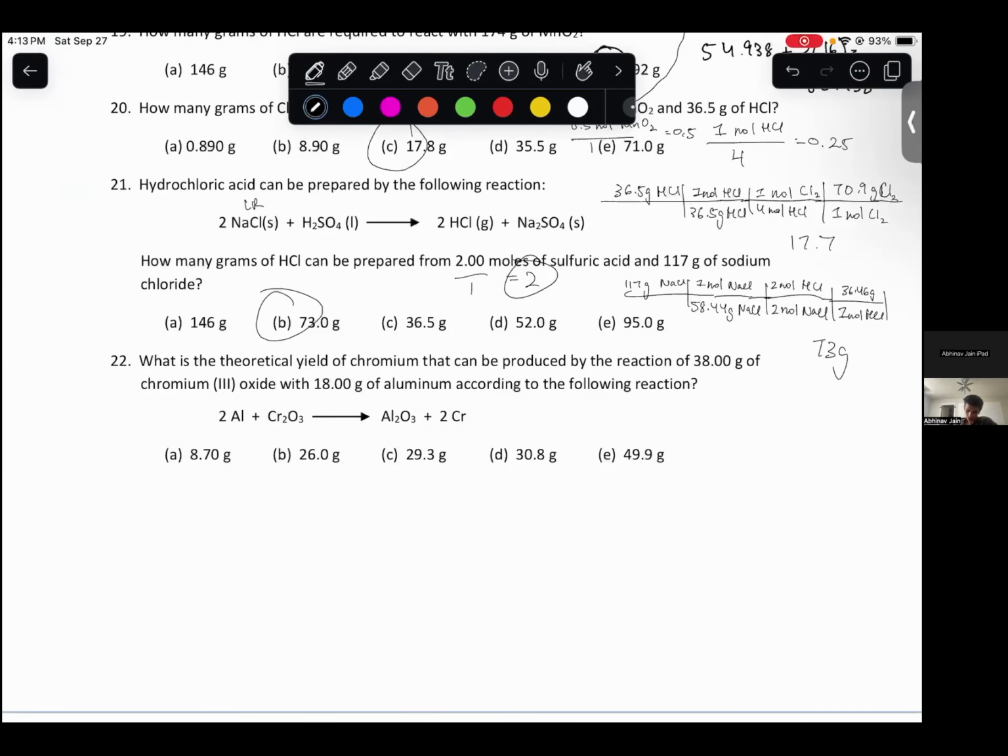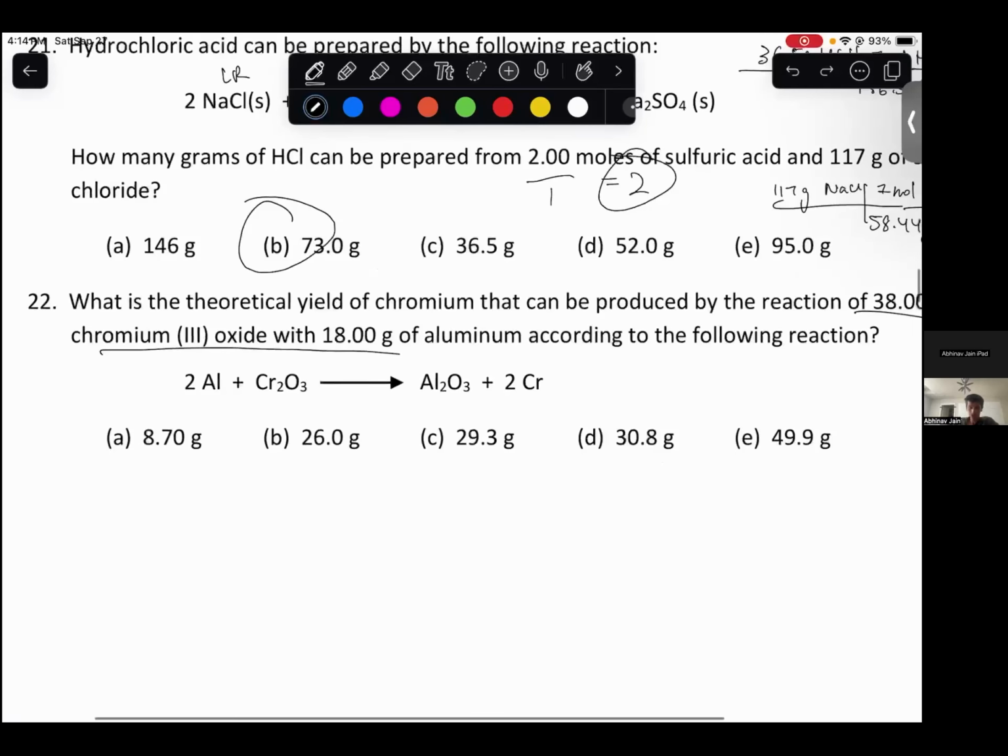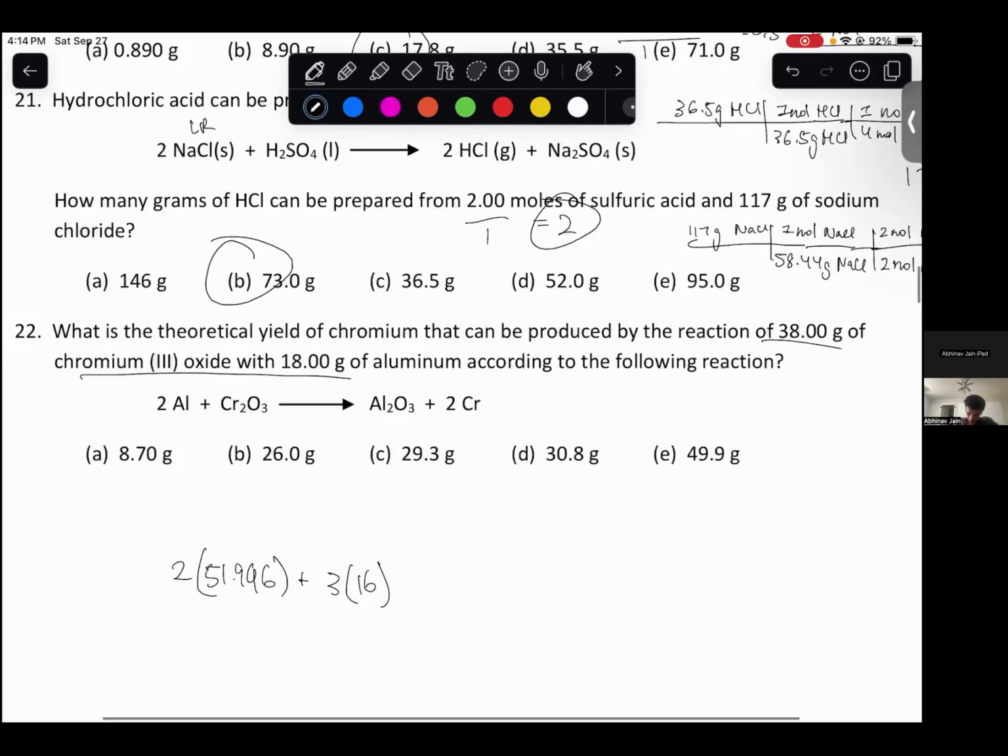22, what is the theoretical yield of chromium that can be produced from a reaction of 38 grams of chromium 3 oxide with 18 grams of aluminum? Right. So 38 grams of chromium 3 oxide, that's going to be Cr2O3. Let's calculate the molar mass of that. It's going to be 2 chromiums, so 2 times 51.996, the molar mass of chromium, plus 3 oxygens, so 3 times 16. That's going to be 151.992. I'm just going to round that to 152 grams per mole.